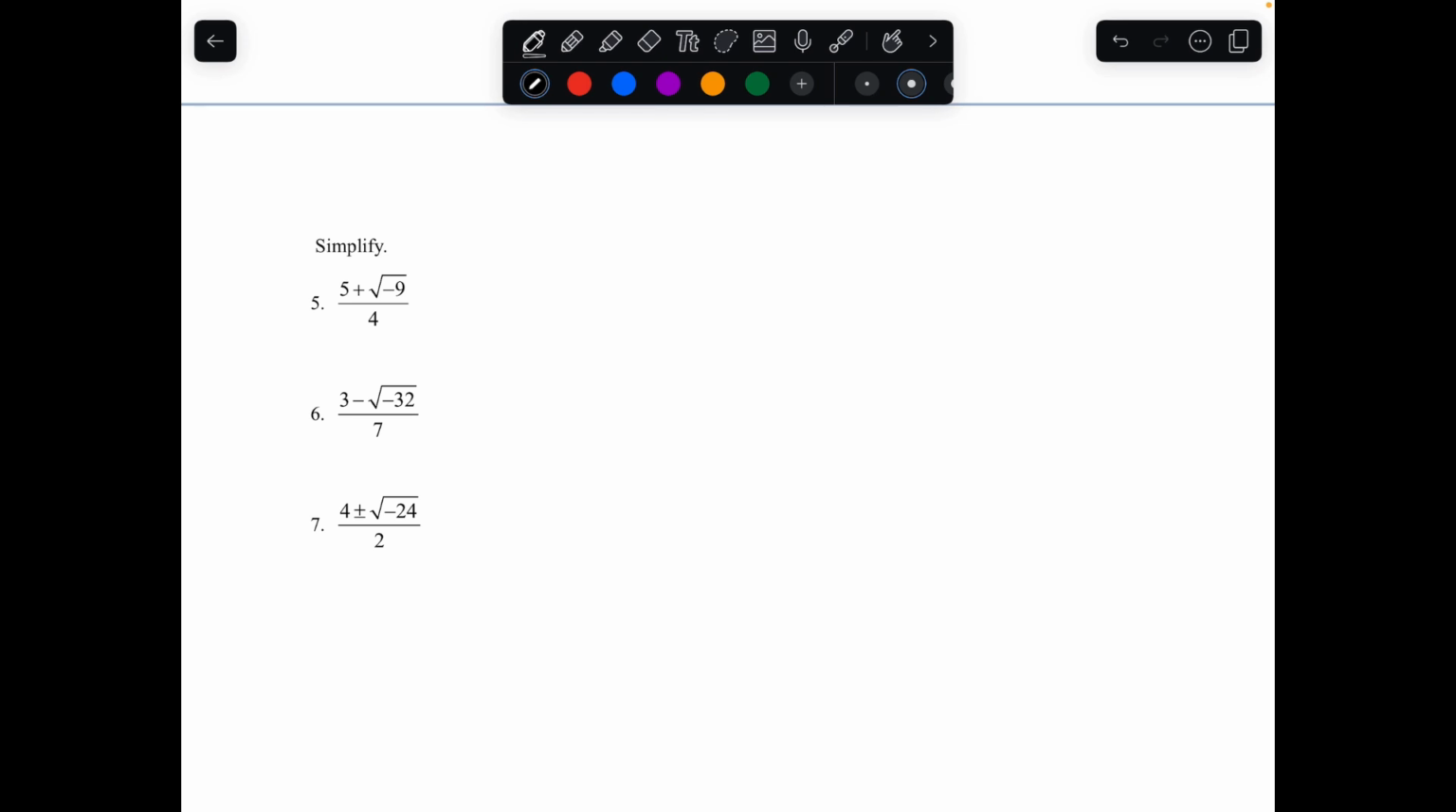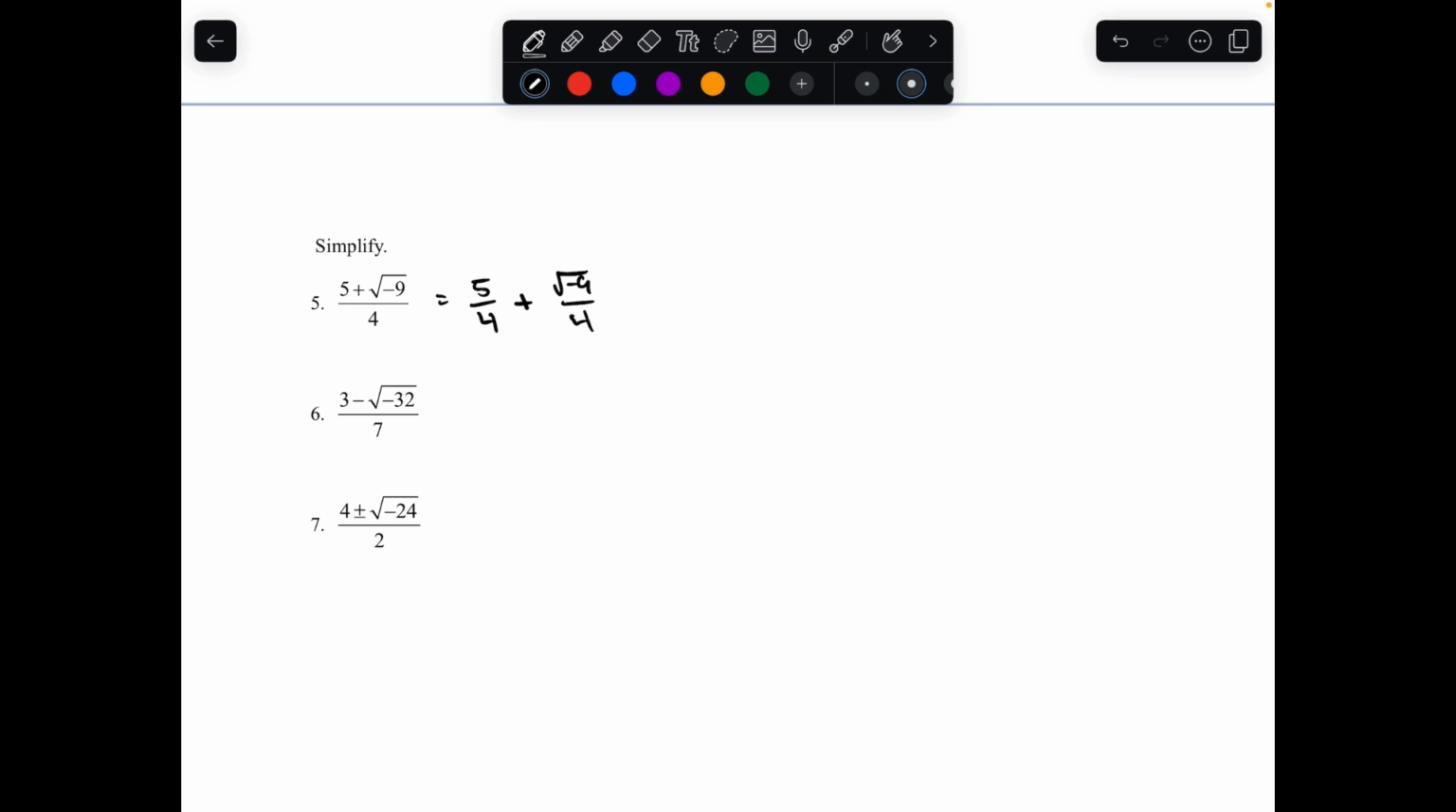So for number 5, I want to rewrite this as a complex number. As in, I want to write it as a plus bi, a real part plus an imaginary part. So let's try to separate the imaginary part from the real part. So we have 5 plus the square root of negative 9 divided by 4. So we can separate this into two separate fractions, and this becomes 5/4 plus the square root of negative 9 divided by 4.